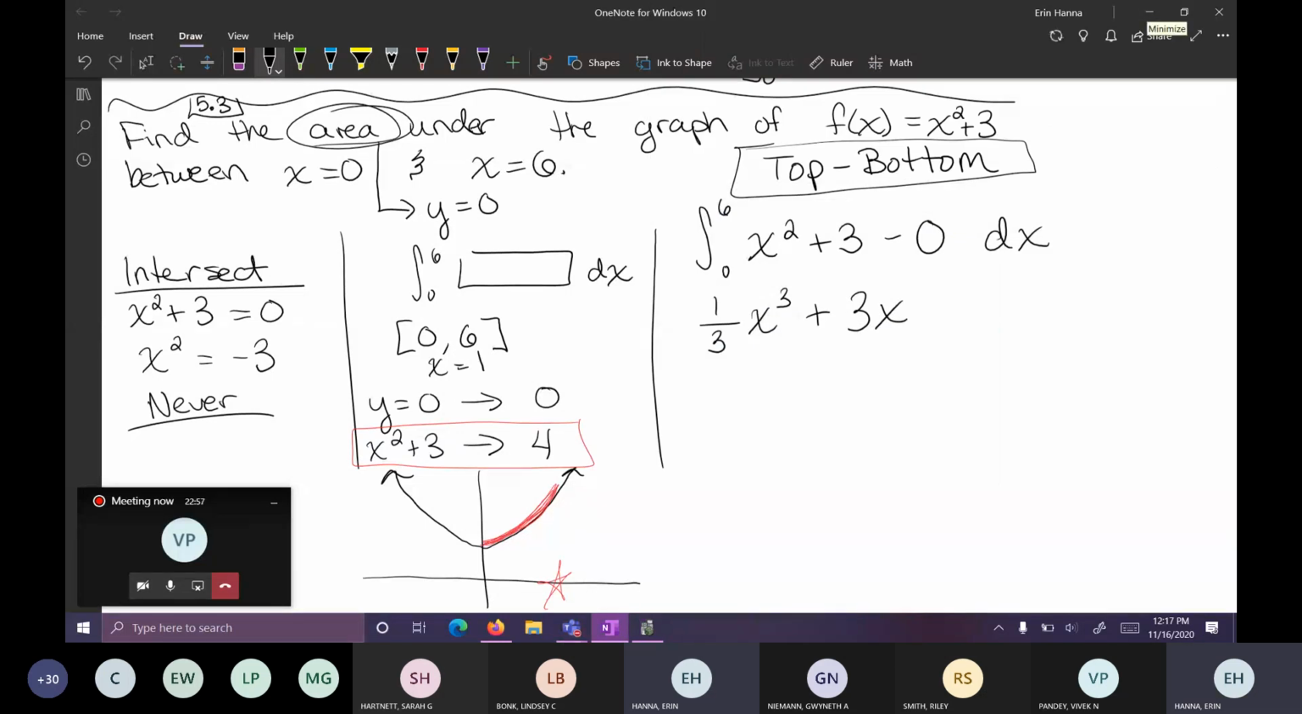And then the antiderivative of 0 is still just 0. It would technically be 0x, but 0 times x is 0. So plus c, from 0 to 6. So if we're doing this by hand, we would plug in our top bound. Subtract what you get when you plug in the bottom bound.